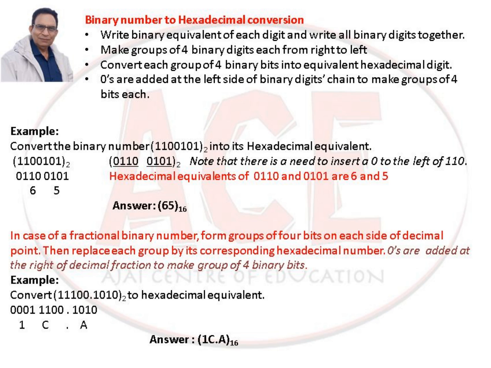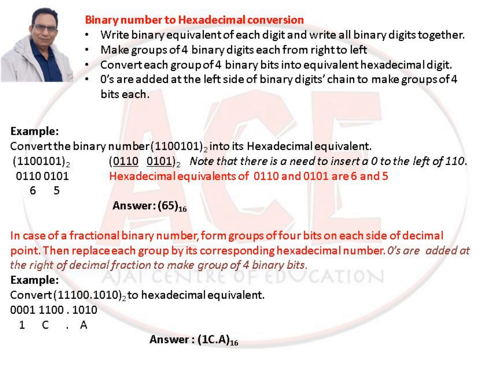In case of a fractional binary number, form groups of 4 bits on each side of the decimal point. Then replace each group by its corresponding hexadecimal number. Zeros are added at the right of the decimal fraction to make a group of 4 binary bits.